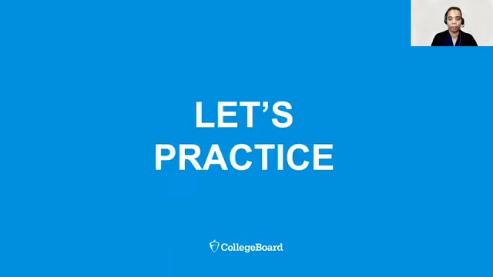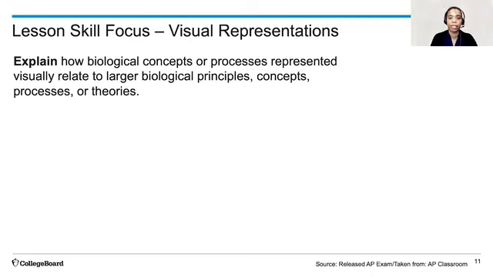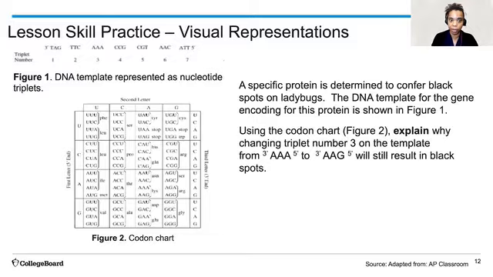Let's practice. Lesson skill focus: visual representations. Explain how biological concepts or processes represented visually relate to larger biological principles, concepts, processes, or theories. Go ahead and pause your video right here and be sure to read the picture with the triplet numbers and sequence, and go ahead and look at figure 2 as well with the codon chart, and then read the question.